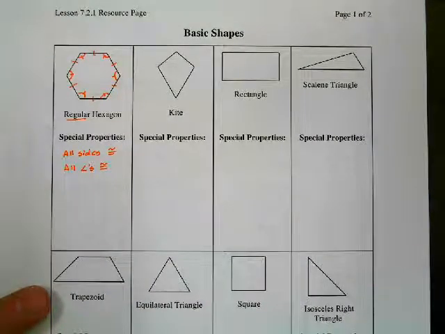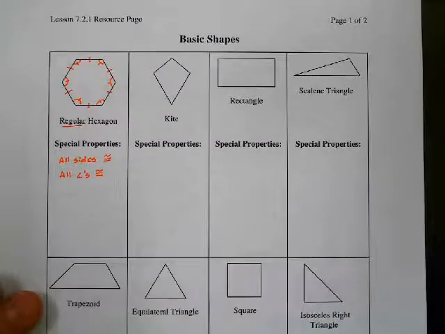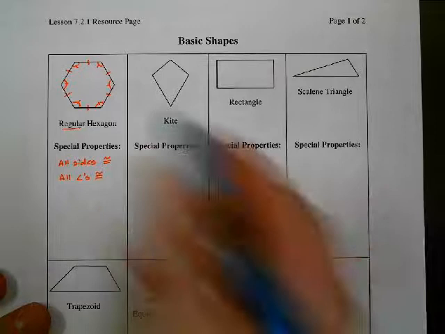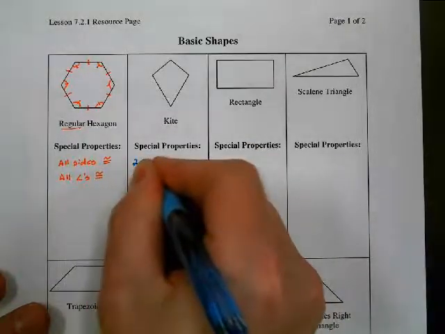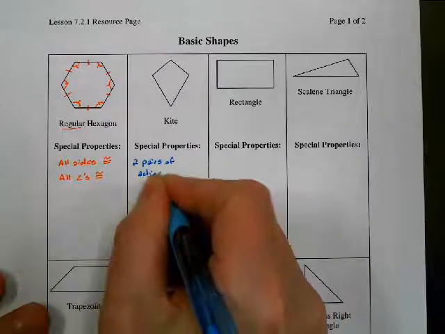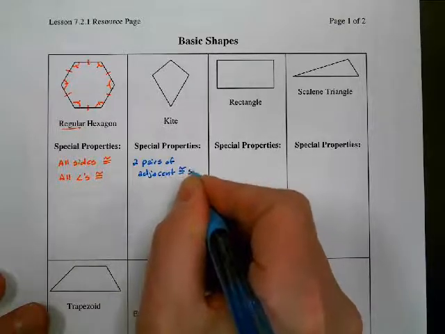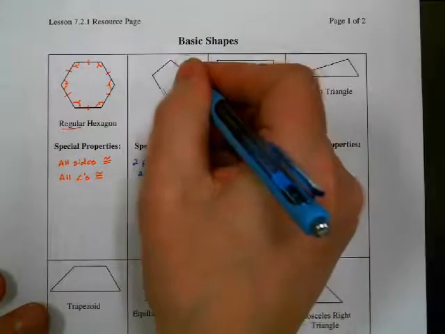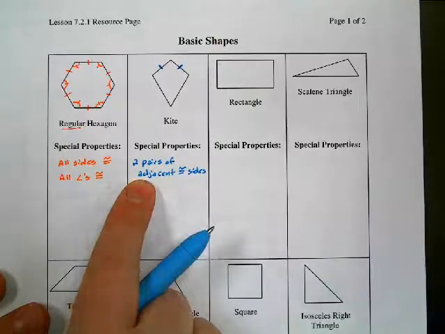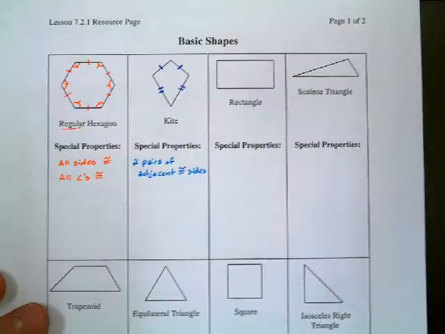All right, next one, a kite. In a kite, we've got 2 pairs of adjacent congruent sides. I meant sides, congruent sides. So this side is congruent to this side. Those are adjacent. Adjacent means next to. And then this side would be congruent to that side. So that is the kite.